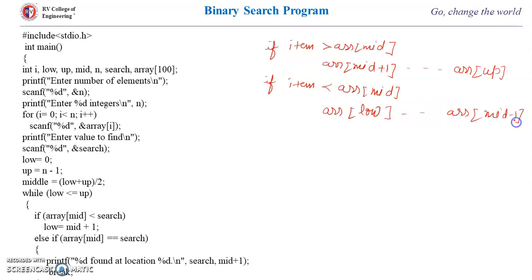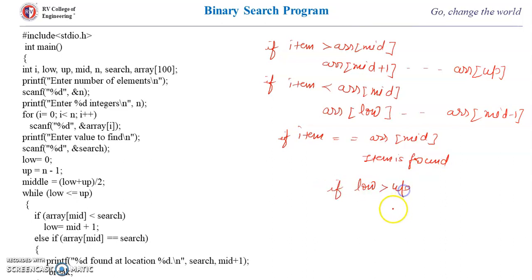Mid minus 1, and then if item is equal to array mid, then item is found, and if low is greater than up, then search is unsuccessful.